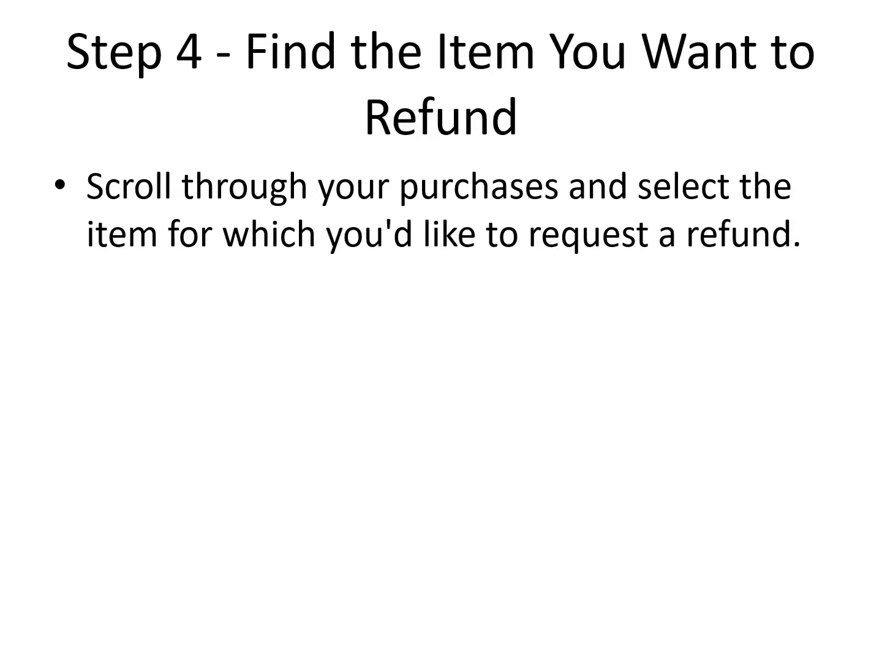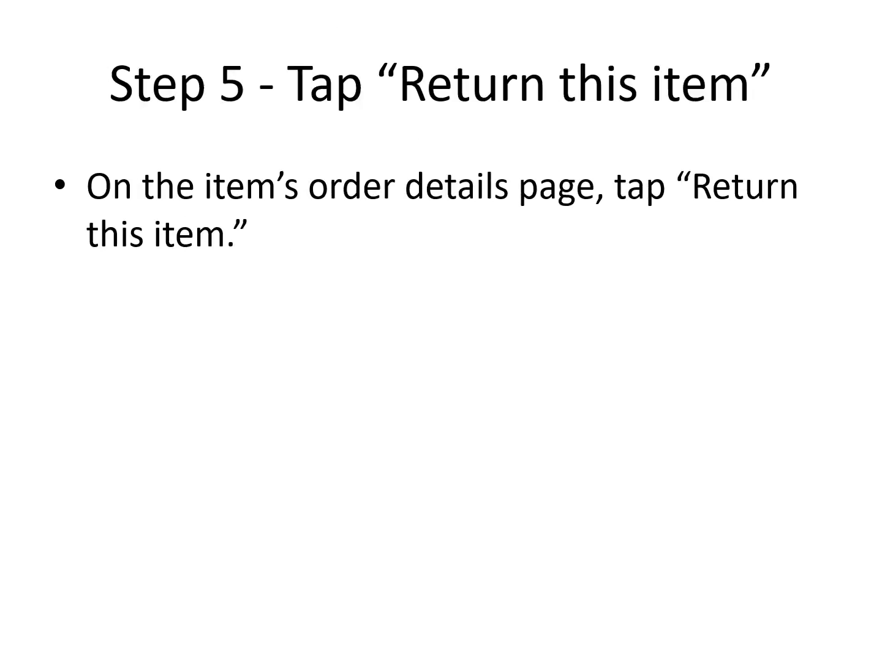Scroll through your purchases history and locate the item you'd like to return or get a refund for. Tap on the item to view the other details. On the Order Details screen, look for and tap the Return this item button. This will begin the return process.